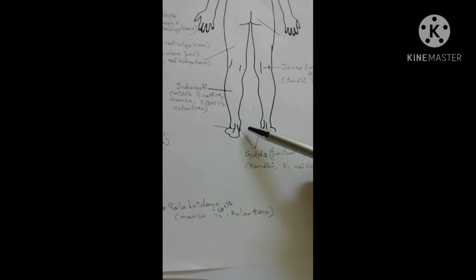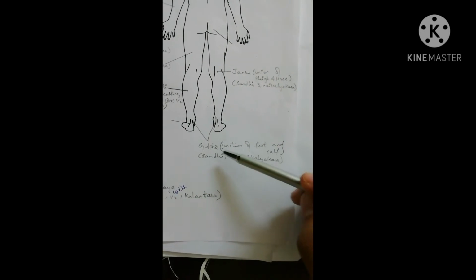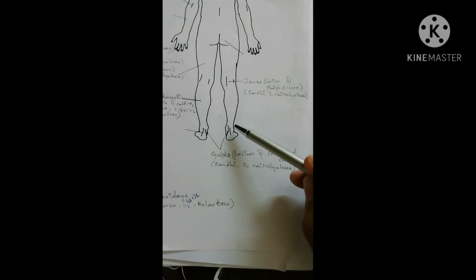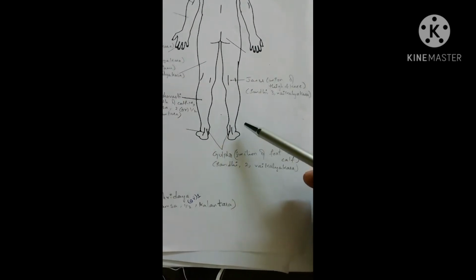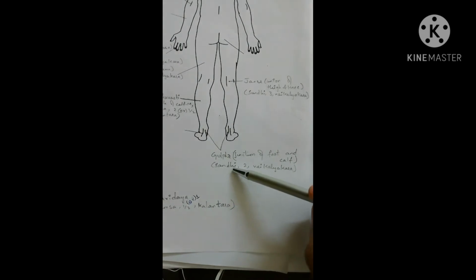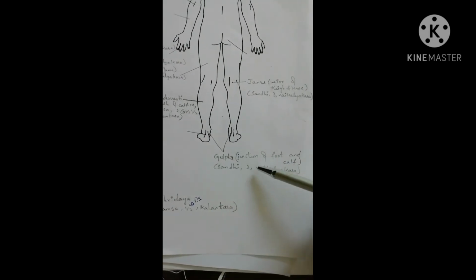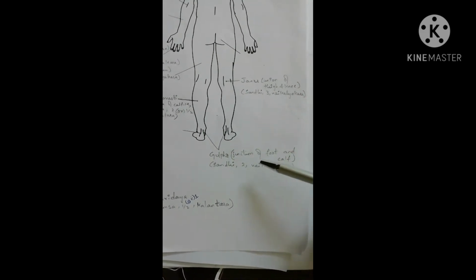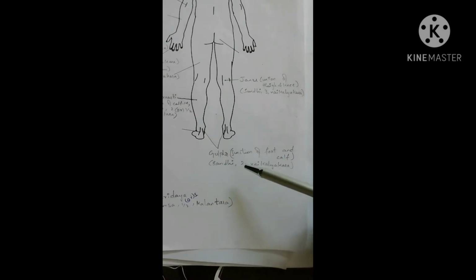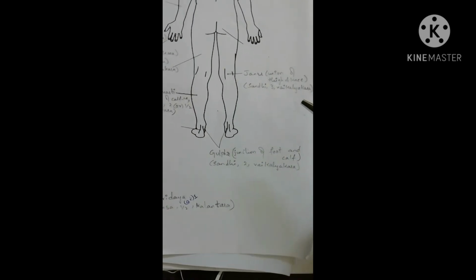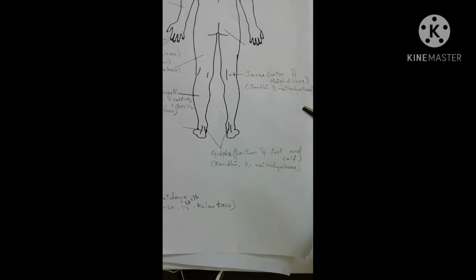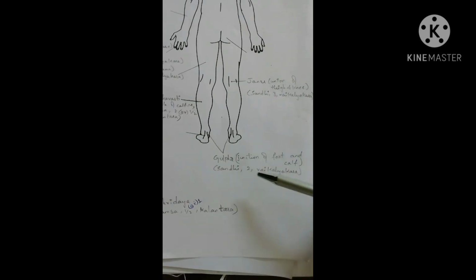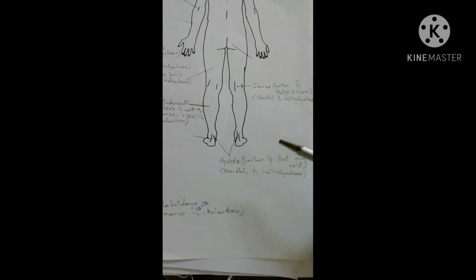On the posterior side, we find Gulfa Marma at the junction of the foot and the calf muscles. So it is basically present at the ankle. It is a Sandhi Marma. You can remember it like this. It is also a Vaikalyakara Marma, same as Kutsha Shira and Kutsha. And it is 2 anguli. It causes severe pain and stiffness if injury happens to this marma.